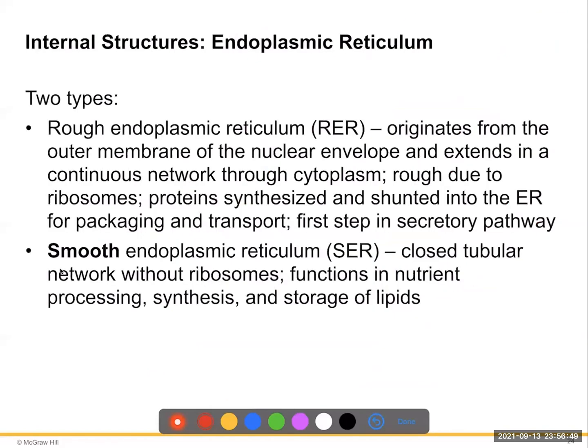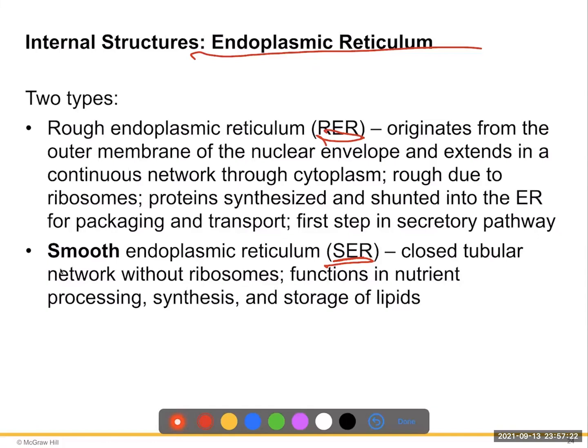Endoplasmic reticulum, two types: rough endoplasmic reticulum and smooth endoplasmic reticulum. The rough endoplasmic reticulum connects with the nuclear envelope, extends into a network through the cytoplasm, and is rough due to the attachment of ribosomes. This is where protein synthesis occurs. It goes into the endoplasmic reticulum and gets packaged for transport. And that's the first step in the secretory pathway for proteins that are formed.